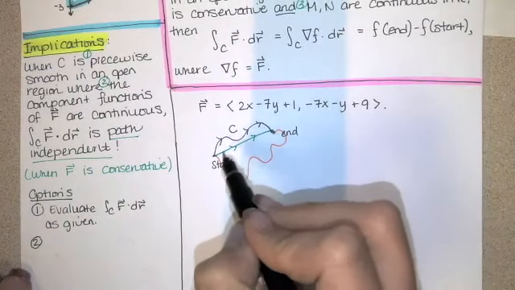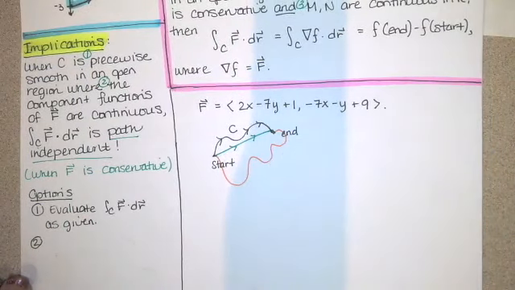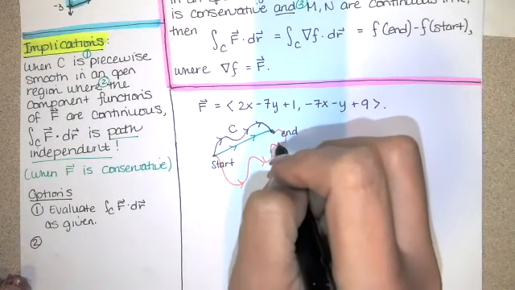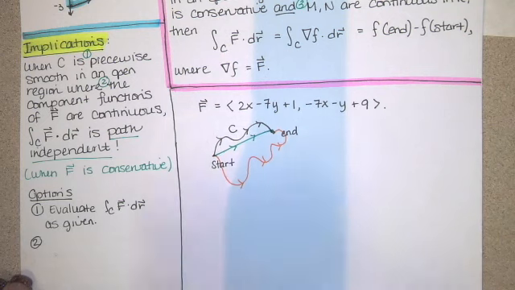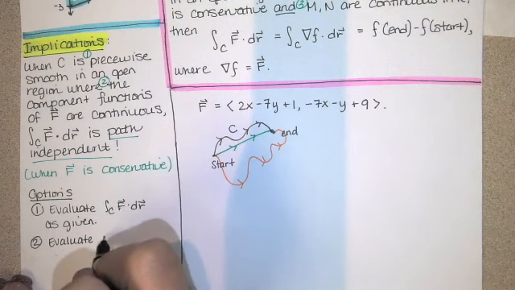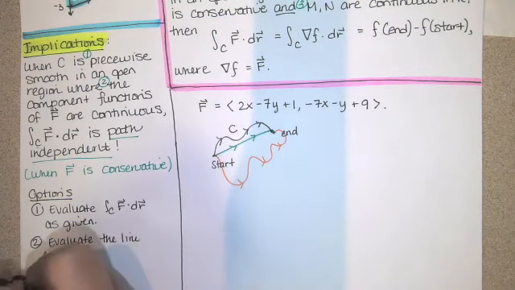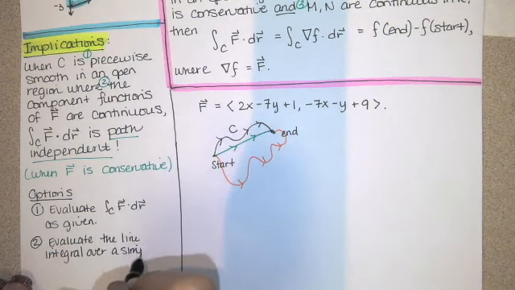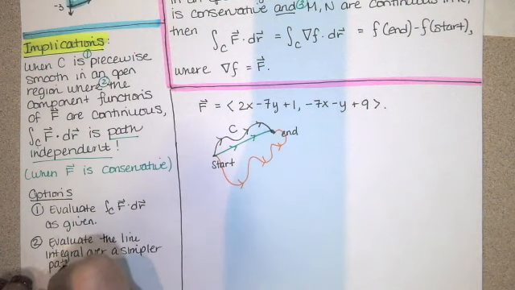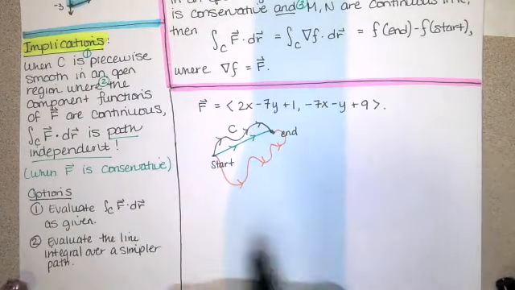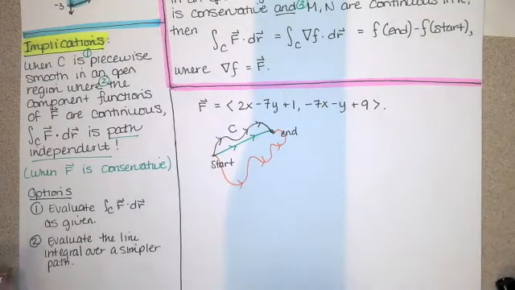Or we could say, I don't like that path. I want to take a simpler path. Rather than taking this windy path or this windy path over here, I'm just going to take a simpler path from there to there. Usually the simplest path is just a straight line from that starting point to that ending point. Now, as long as you start and you end at the same place, that line integral over the simpler path is going to be equal to the line integral over the path that they gave you.